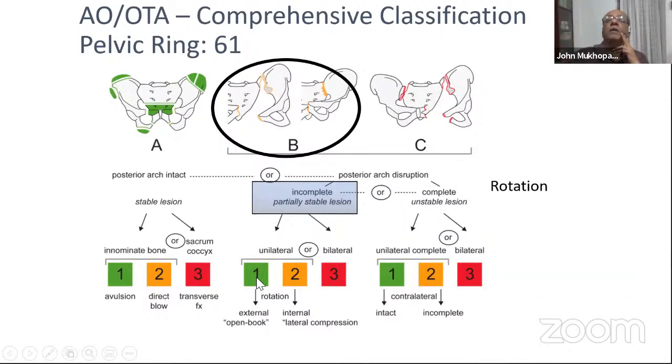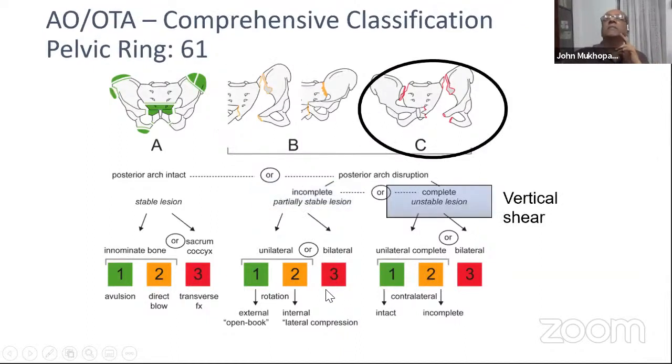So B1 would be an external open book type of injury. B2 would be an internal, that is a lateral compression type of unstable unilateral injury. And if this was bilateral, it would qualify as B3. And similarly, C type injuries would be completely unstable on one side. Okay, so if it was completely unstable on one side while rotationally unstable on the other side, it would come as C3.